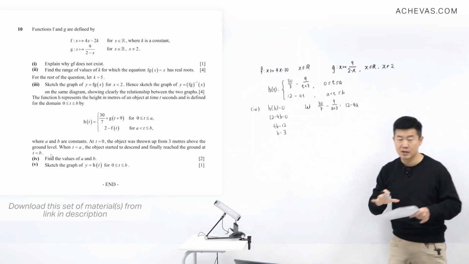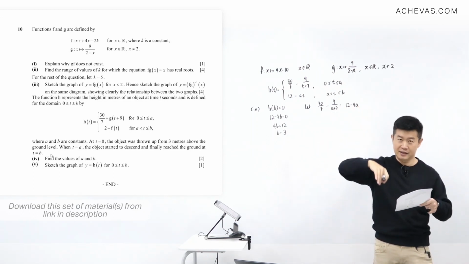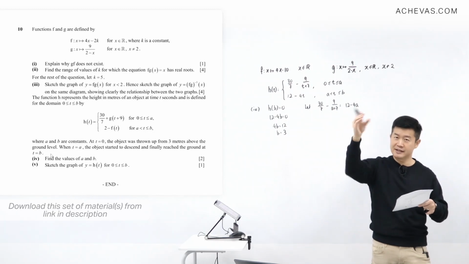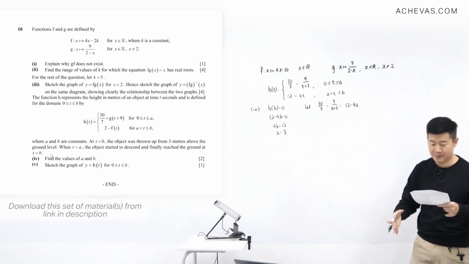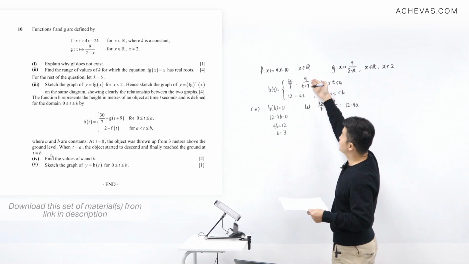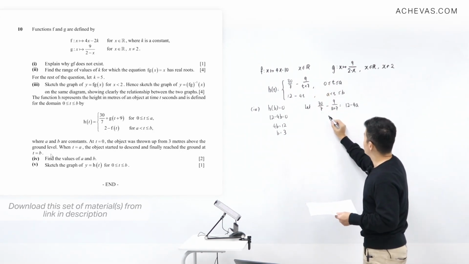Like what we have mentioned, there shouldn't be a difference in the height during the ascending and then descending. At the point where it experiences a stationary moment, the height should be exactly the same. So regardless of whether you use this or this, it should give you the same height. So with this, let's try to solve for a.